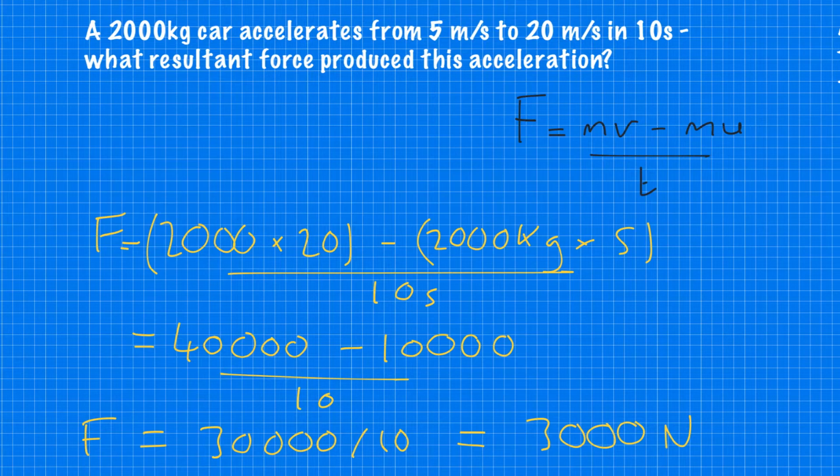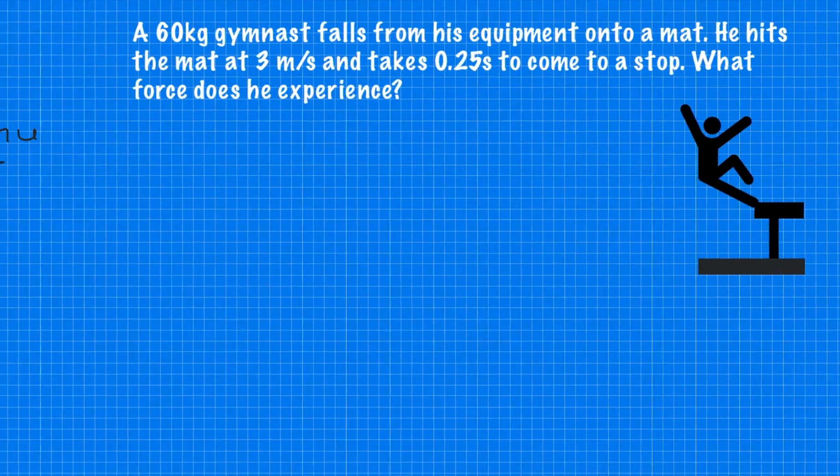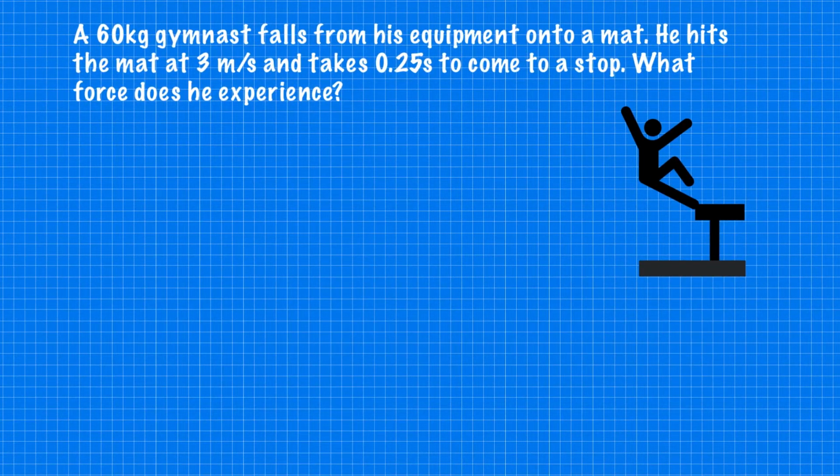So we'll try another example looking at something slightly different. This equation can also be used to work out the force that is felt upon impact, or a change in momentum. So we have a 60 kilogram gymnast falls from his equipment onto a mat. He hits the mat at 3 meters per second and takes 0.25 seconds to come to a stop. So his final velocity is going to be 0. What force does he experience?